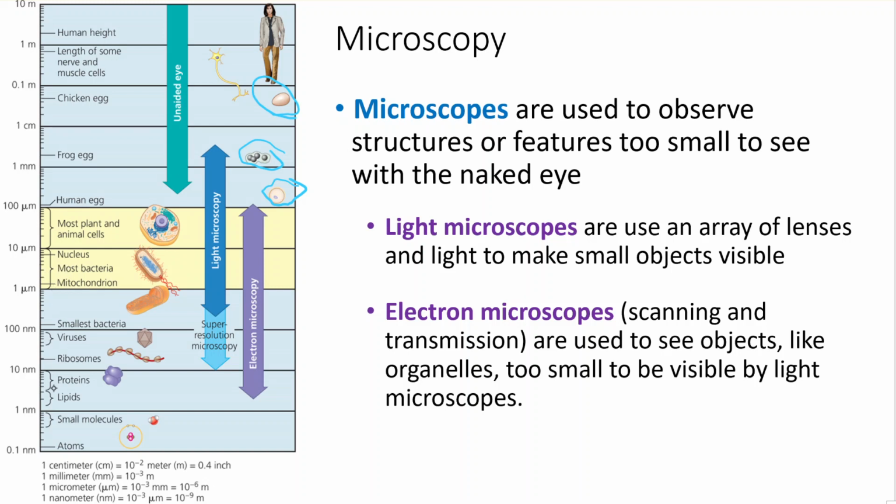For anything smaller than that, for instance, viruses and parts of cells, you would actually need to use what is called an electron microscope. An electron microscope uses electrons to scan and transmit the images back to you. They're used to see objects like organelles that are just too small to see with the light microscope.